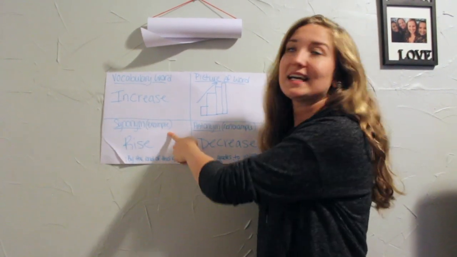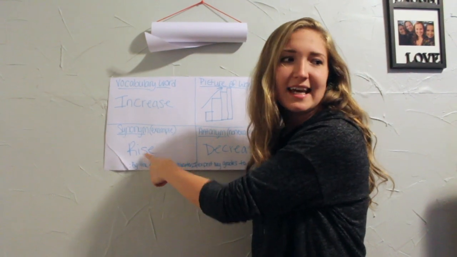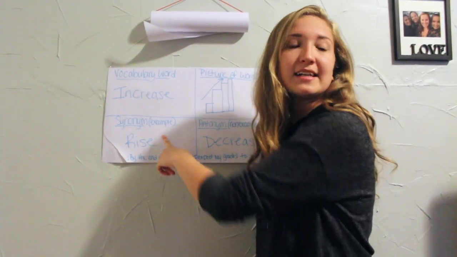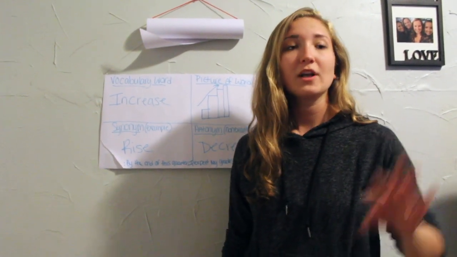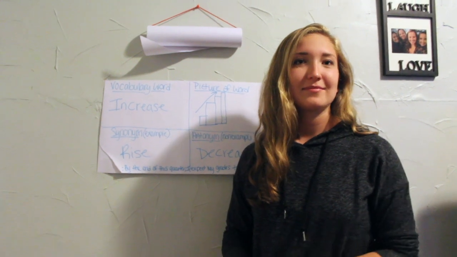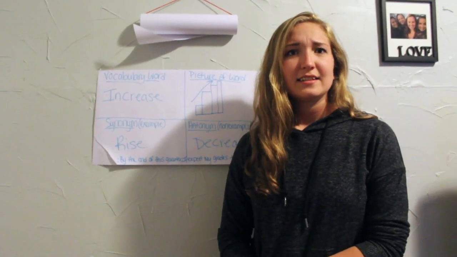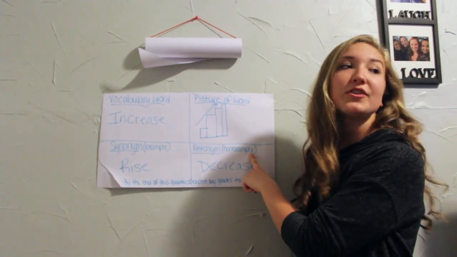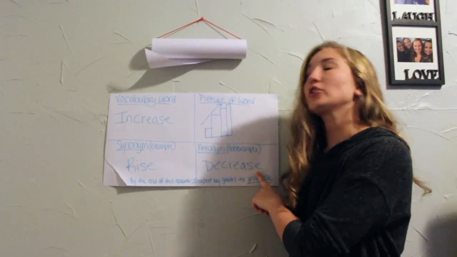Then you're going to create a synonym for the word. So we came up with the word rise. Now, what if I put the word descend in here? Would that work? Can anyone tell me? Okay, go ahead, Jessica. No, it wouldn't work. Why not? Because it's the opposite. It would be an antonym. Right, okay, perfect, thank you. So that would go in here under the antonym, which for here, we came up with the word decrease.